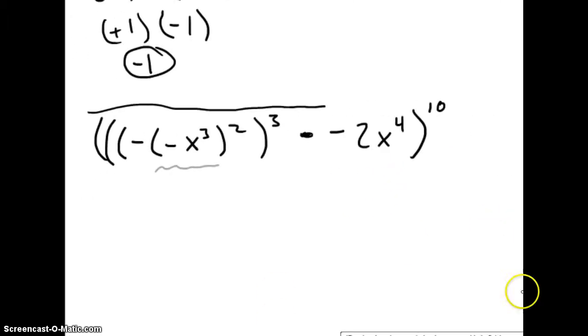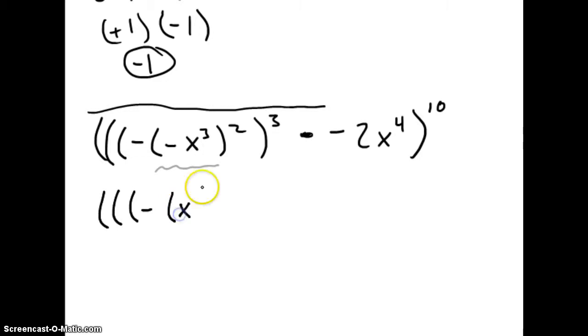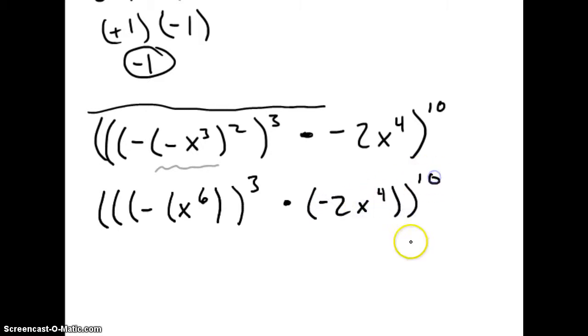Let's try and do that without doing it longhand. So I'm just going to copy everything except for what I'm changing. I'm just changing this part. A negative times a negative is a positive, so I'm going to end up with something positive. X cubed, and if I raise x cubed to the 2nd power, I get x to the 6th power. I multiply the exponents. X to the 6th power, and then the square is gone, so I just end up with cube. This is times negative 2x to the 4th power, and raise all that to the 10th power.